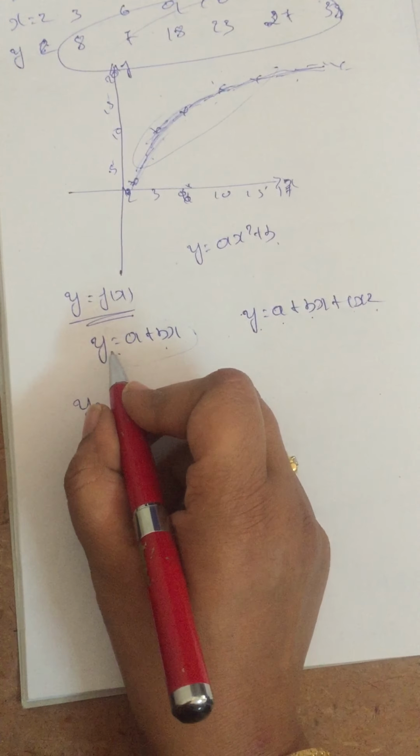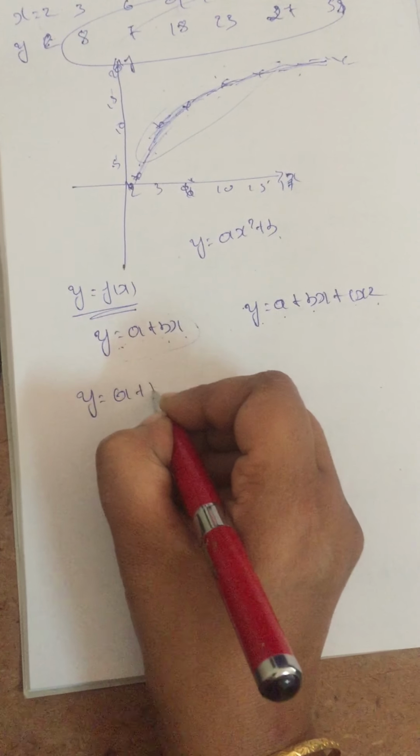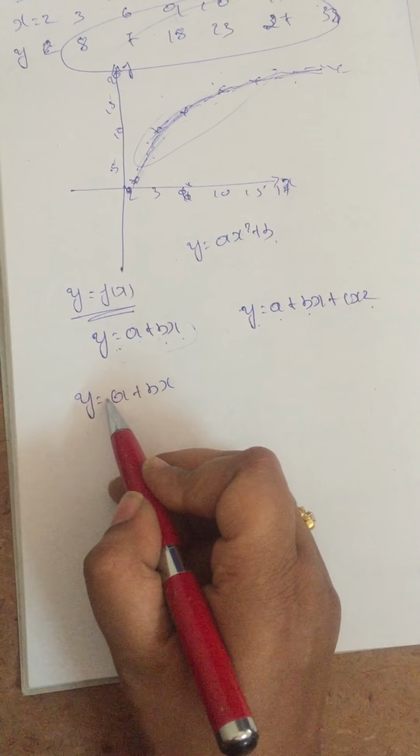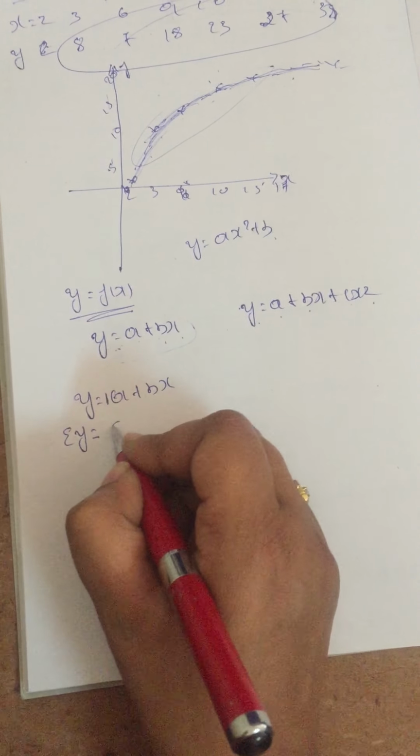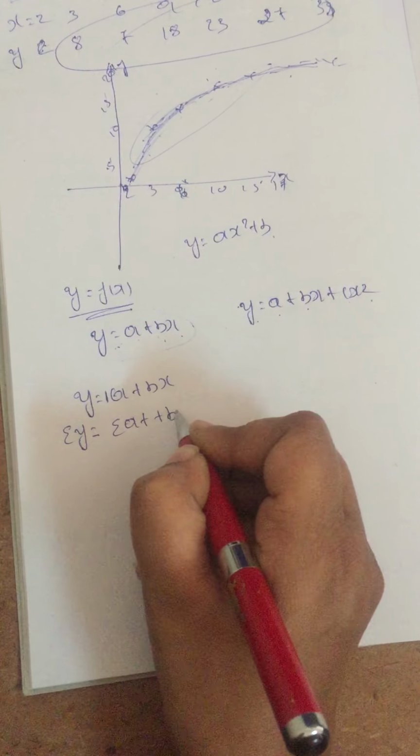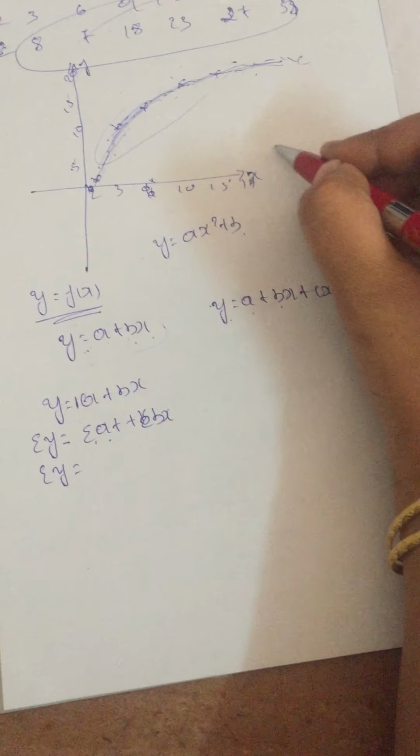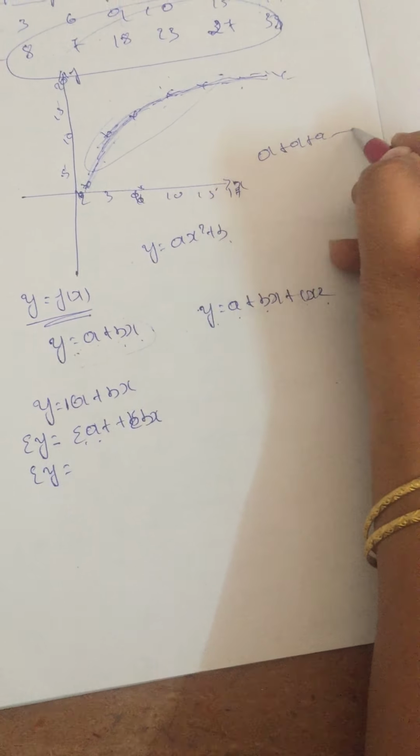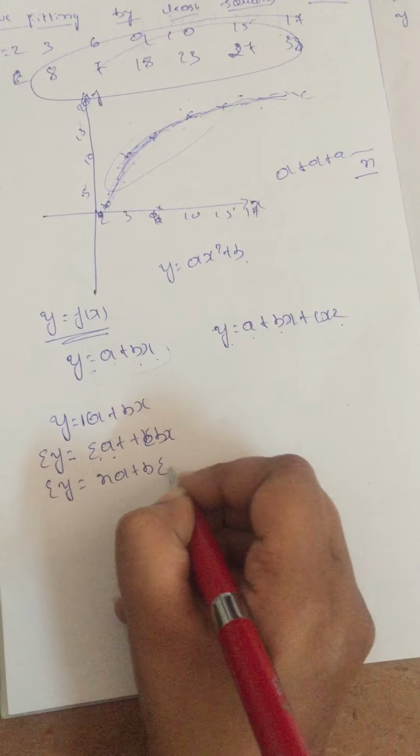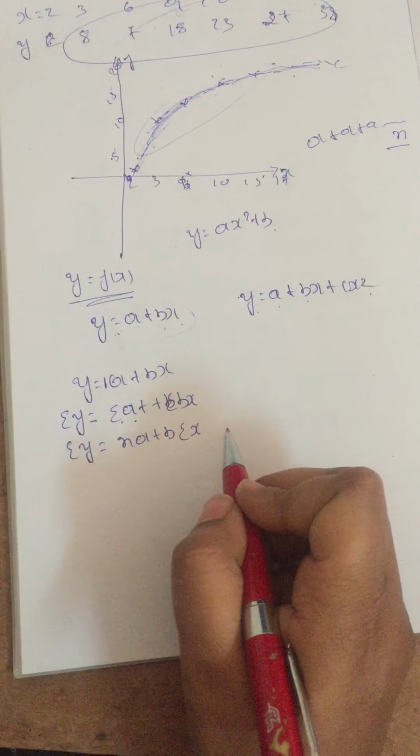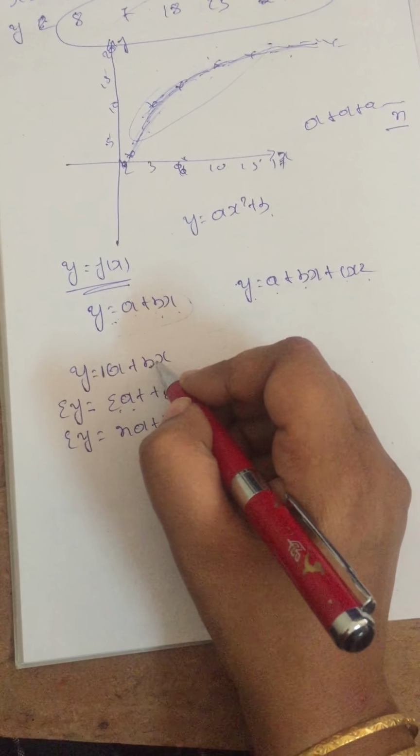The equation of a straight line is in the form y is equal to a plus bx. Your a coefficient is 1, so directly take summation on both sides: summation y is equal to summation a plus b summation x. Summation a means a plus a plus a up to the nth term, which is na. Since b is a constant, take it outside: b into summation x. The second parameter is b, whose coefficient is x.